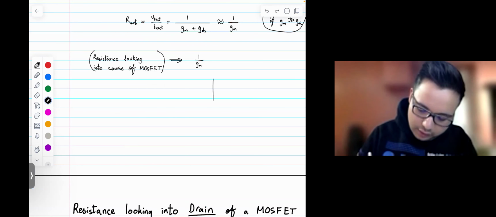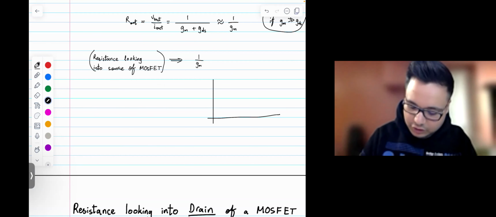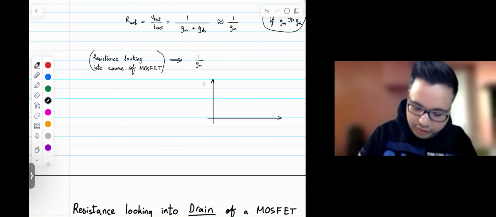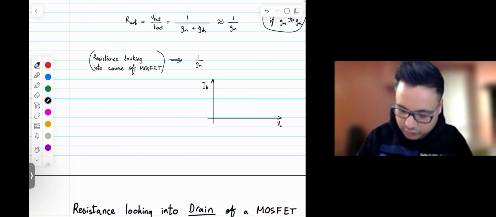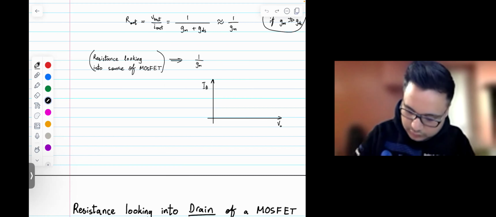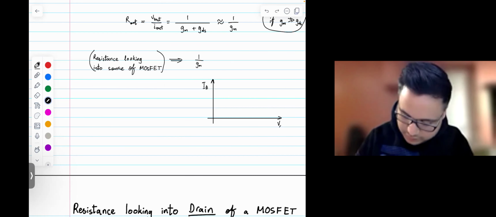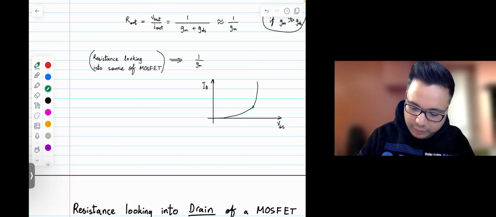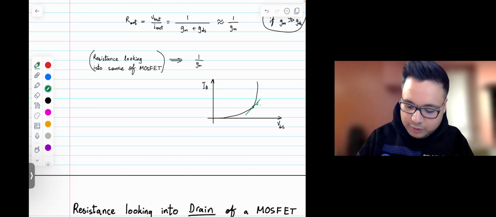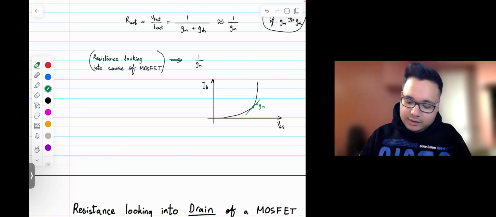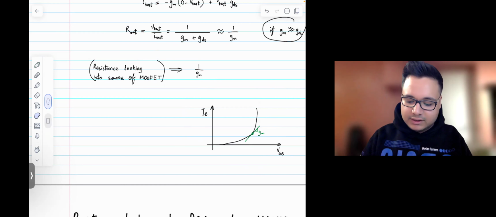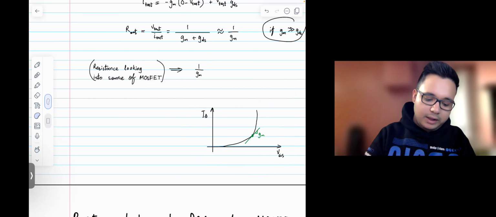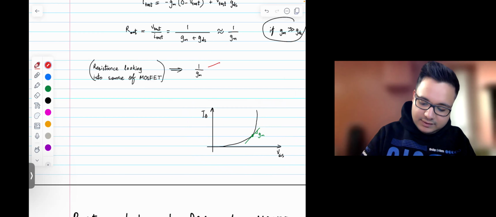Now, one thing from the previous videos is GM. If I draw the ID versus VGS curve of a transistor, it would look something like this, right? And we previously talked about it, and we said that GM is basically the slope of this curve. So GM is usually a large number, which means that 1 over GM is a small number. And so this is a small resistance. So resistance looking into the source of a MOSFET is a small number.